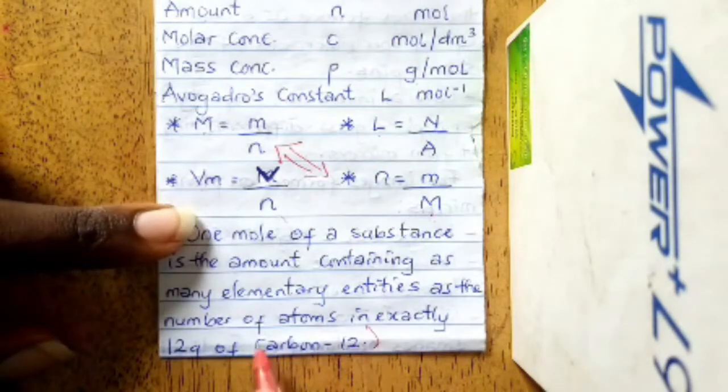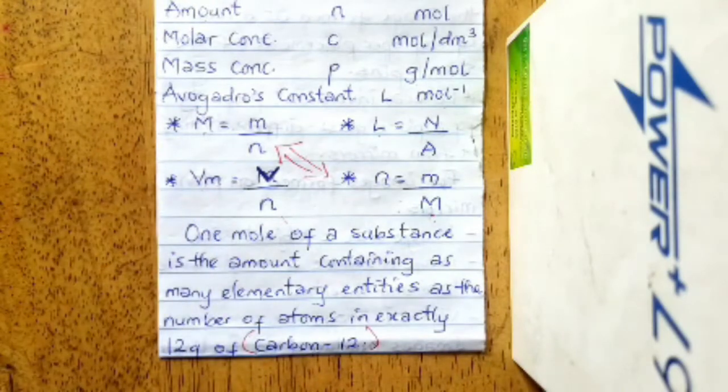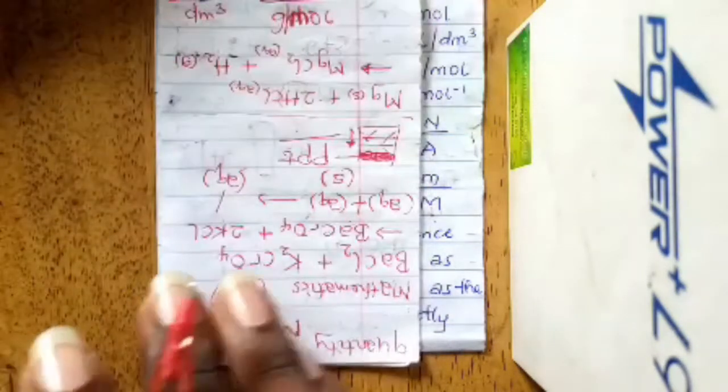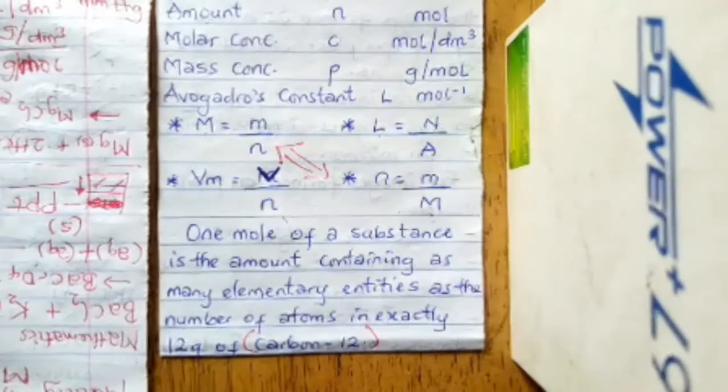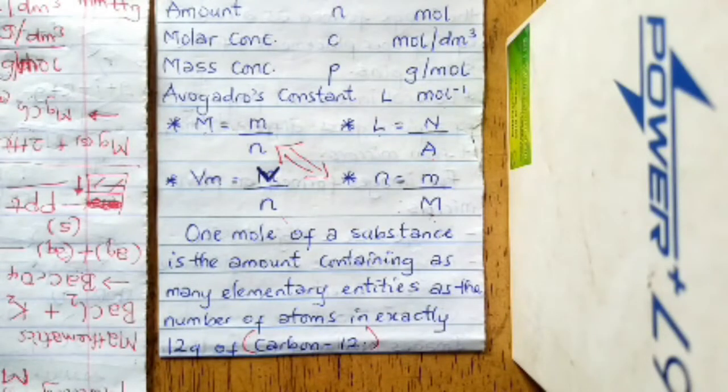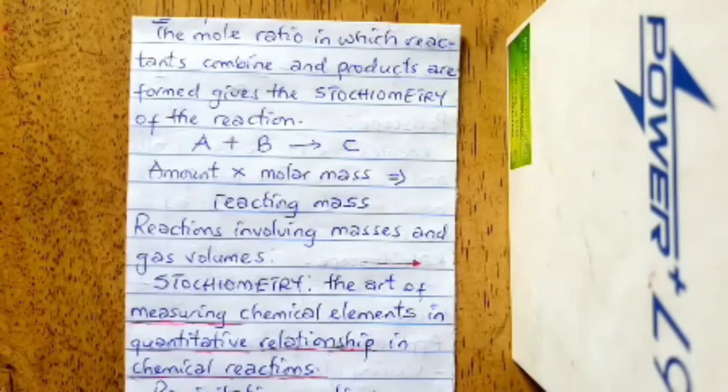Now, carbon-12 is the reference element. So when you say 1 mole of a substance, 1 mole of hydrogen gas, 1 mole of carbon, 1 mole of ammonia, and so on and so forth, you're talking about the number of atoms or the number of entities in that element. So we'll be looking at mole ratio now.